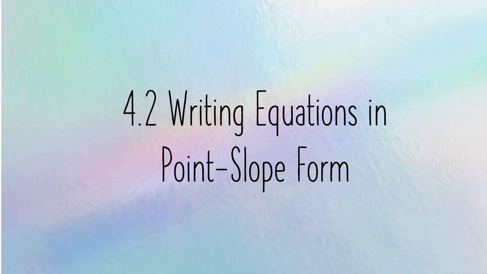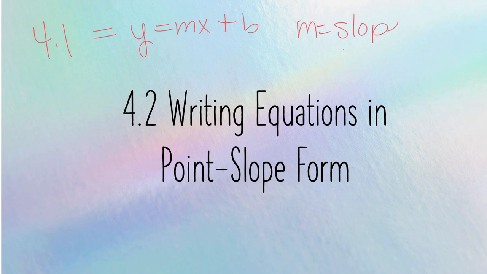Okay, so in 4.2, writing equations in point slope form. But in 4.1, we did, what was it again? Slope-intercept form, correct? And what was the equation to that? Y equals mx plus b, where, who was m? We know that m is our slope. Who is b? Y-intercept. And what about x and y? Those are our what? Our points, correct? And we're able to find this equation through what?